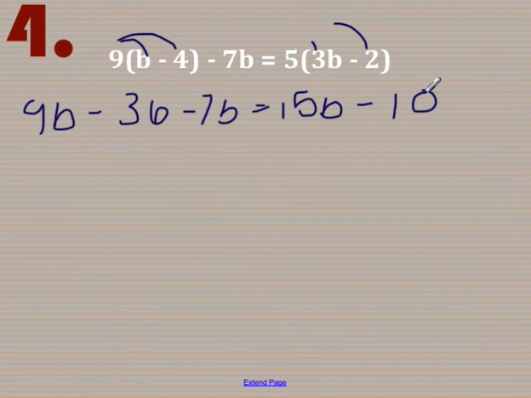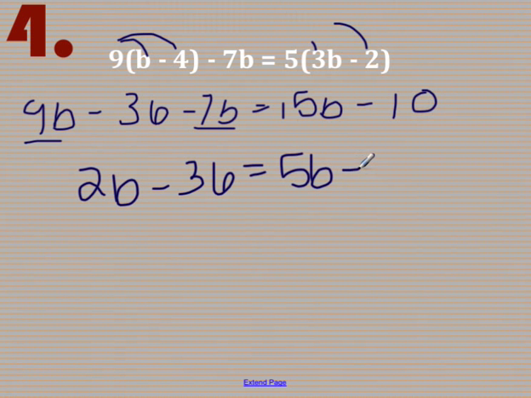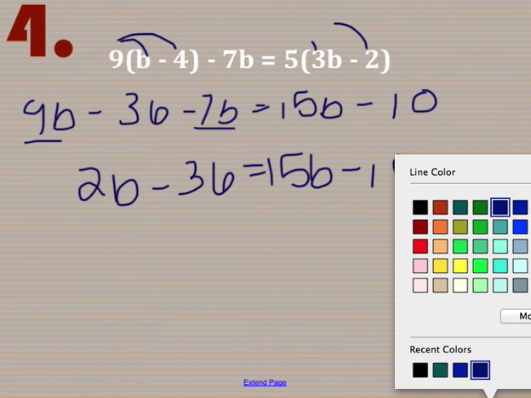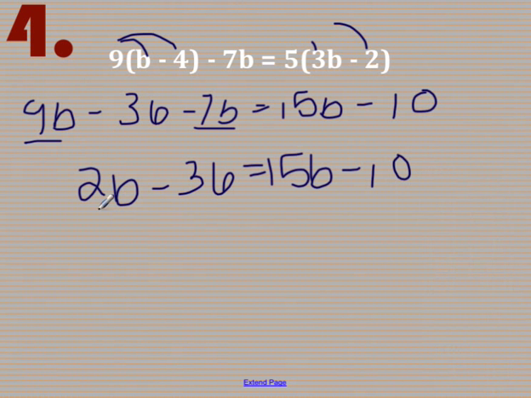So let's start by combining terms on this side. I want to combine my 9b minus 7b, which gives me 2b minus 36 is equal to 15b minus 10. Now I want to get my b's to the same side. I notice that this is a positive 2b, so I'm going to subtract 2b from both sides.